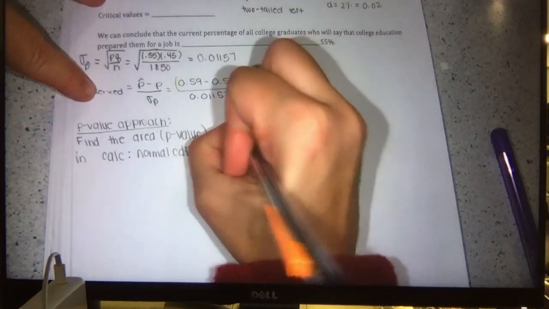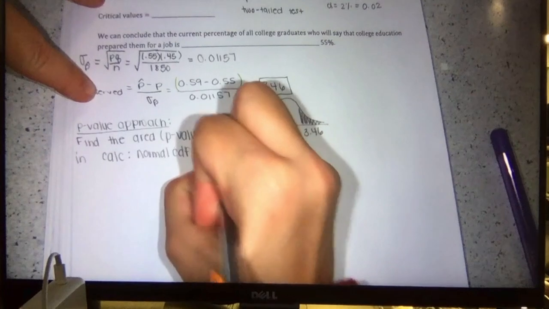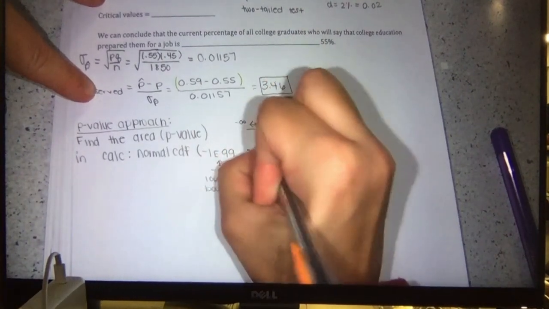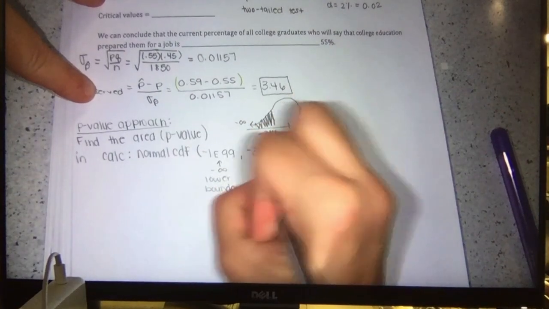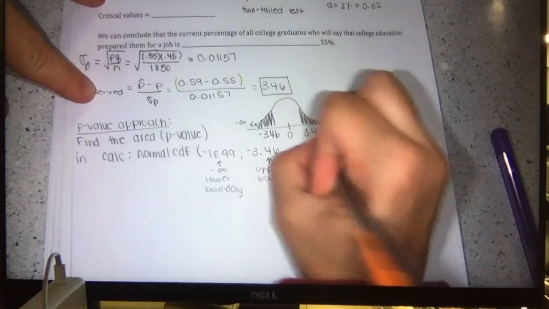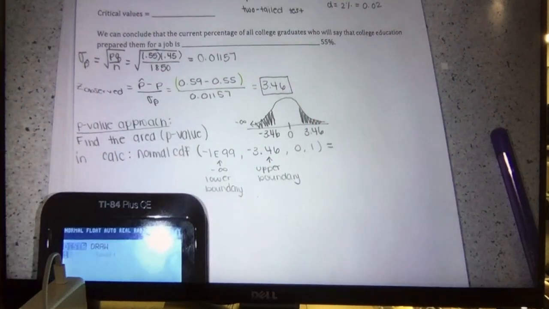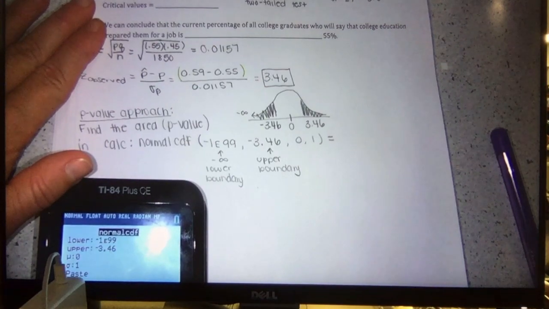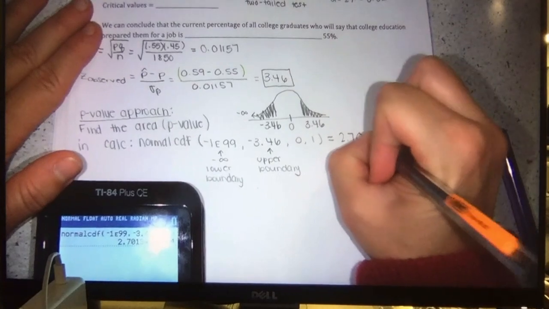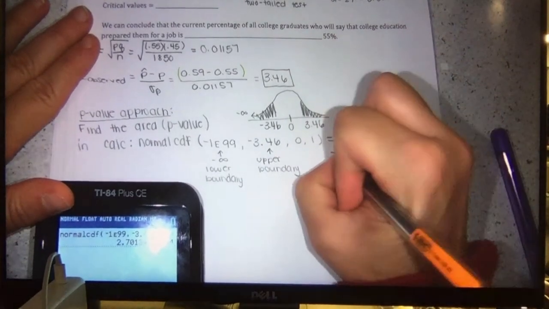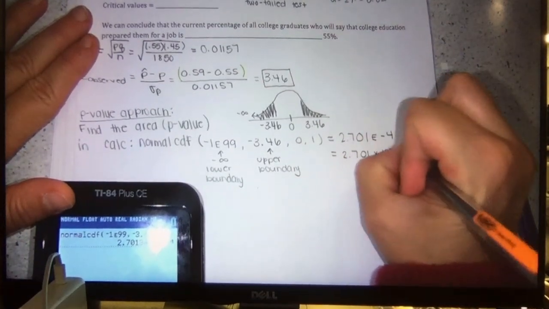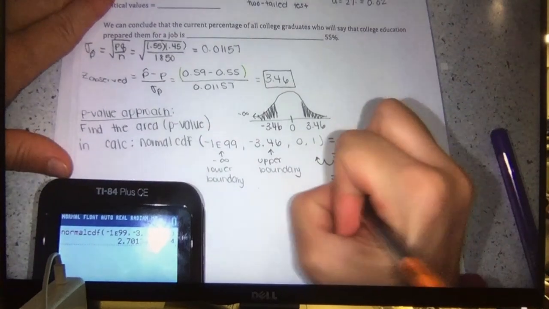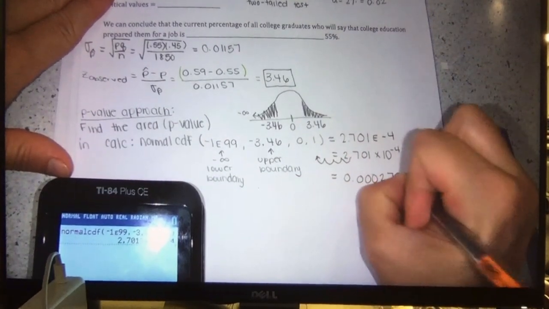So our lower limit's going to be negative infinity, so negative 1 e to the 99th. Our upper boundary is going to be negative 3.46. Mean is 0, standard deviation is 1. So in our calculator, second VARS, normal CDF, lower limit negative infinity, upper limit negative 3.46. And we get 2.701 e to the negative 4th, which is 2.701 times 10 to the negative 4th, which means move our decimal 1, 2, 3, 4 times to the left, which is 0.0002701.